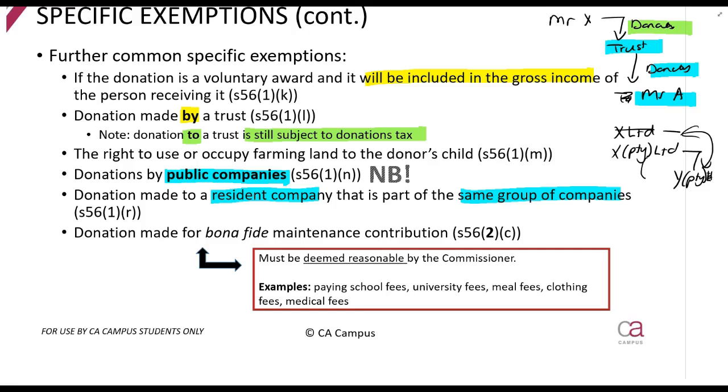Right, and then the last one, guys, and this I just want you to see is section 56(2)(c), so not everything else is one. The last one is super important.